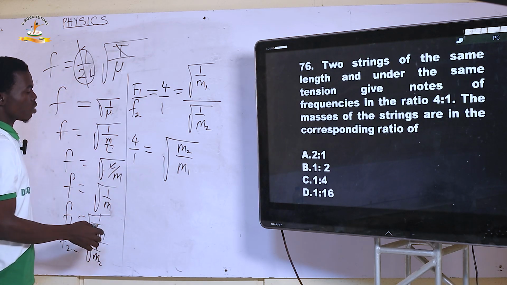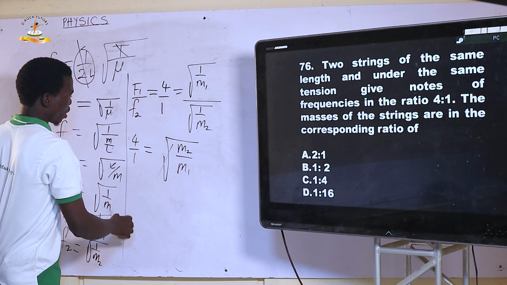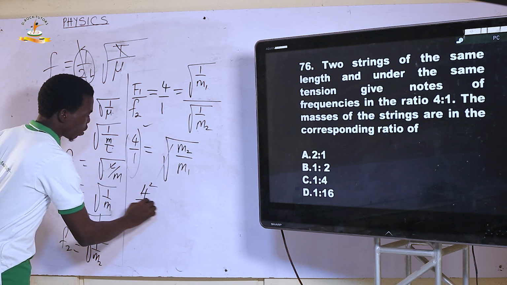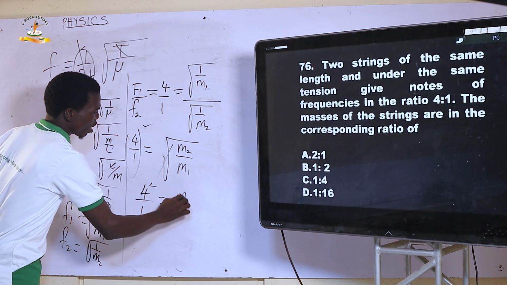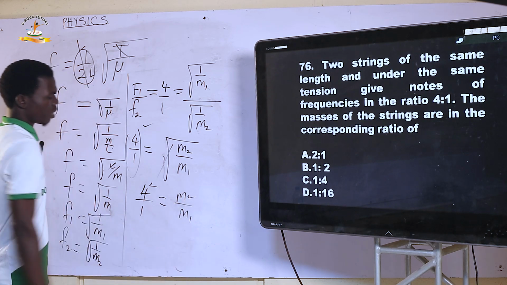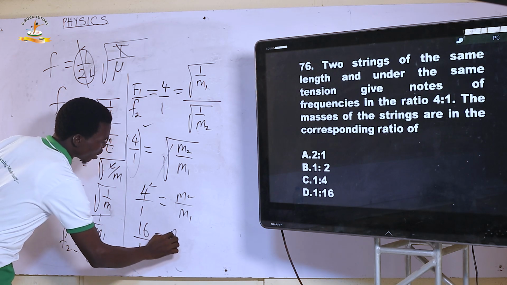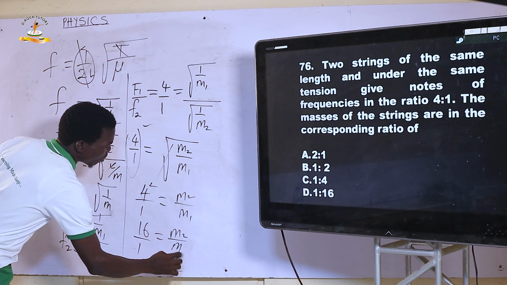And if you square both sides, what happens? The square root of this one will cancel, and this one becomes a square. So 4 squared all over 1 is going to be m2 all over m1. And what is 4 squared? 16 all over 1 equals m2 all over m1.